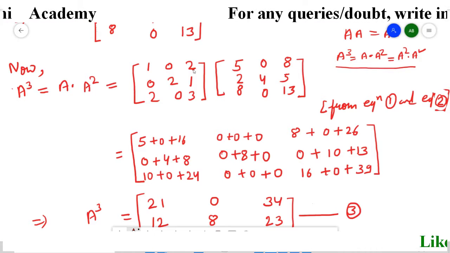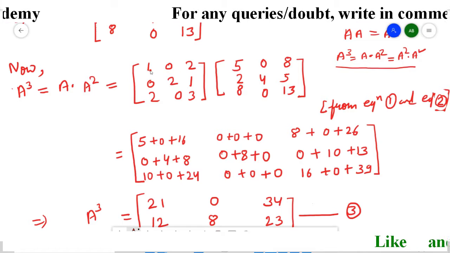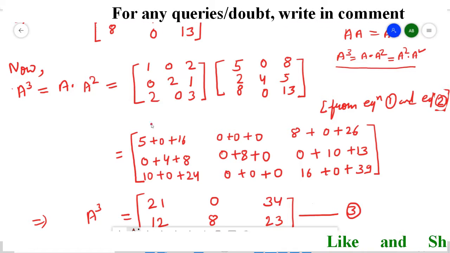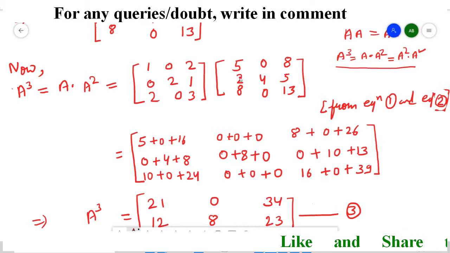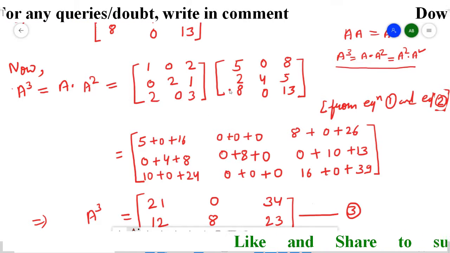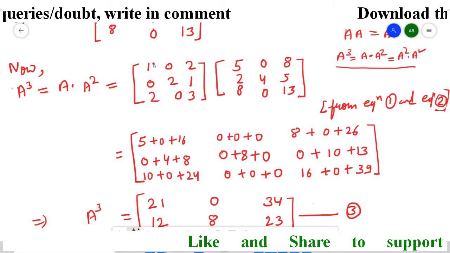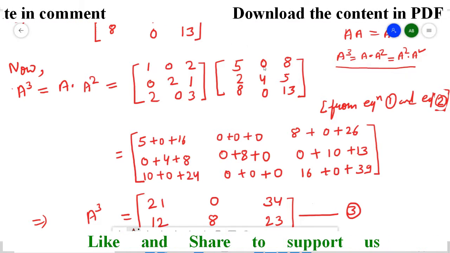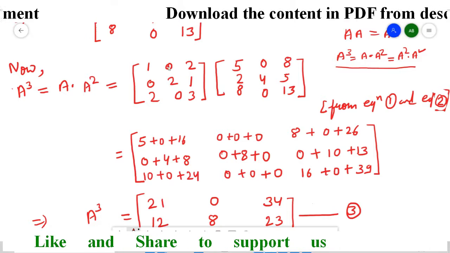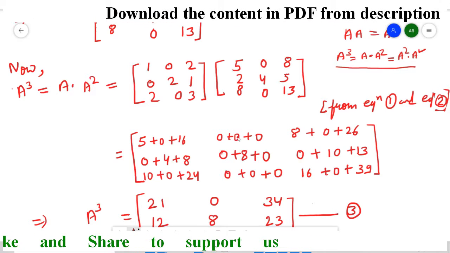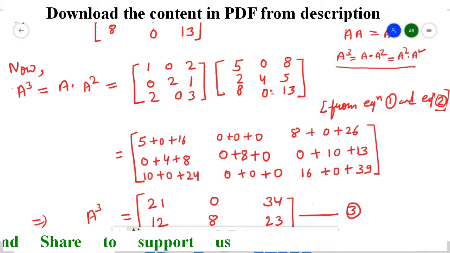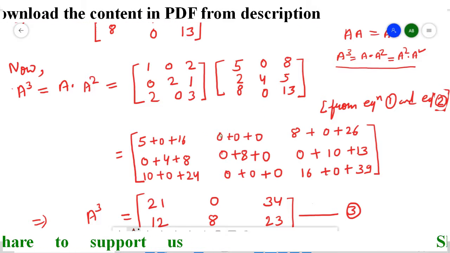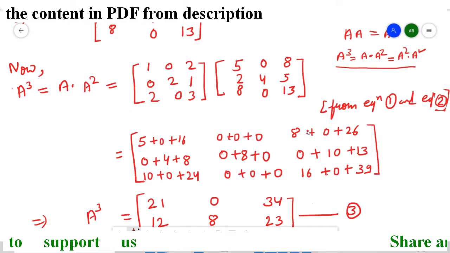Same thing, first row multiplied by first column. So 5 into 1 is 5. So 5 I entered here, then 0 multiplied by 2, 0, then 2 multiplied by 8, 16. Now first row multiplied by the second column. So 1 multiplied by 0 is 0, then 0 multiplied by 4 is 0, and then 2 multiplied by 0 is 0. And if you are not comfortable, roughly you can do and you can enter here.